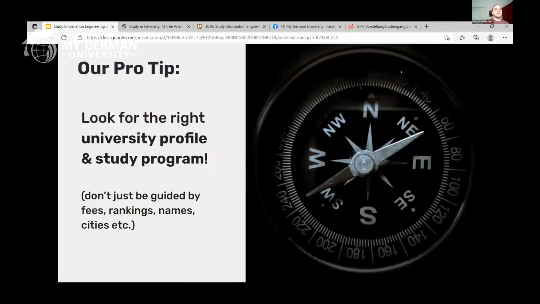Okay, from our side, our pro tip, the best advice would be to, of course, look for the right university profile and study program. But we want to encourage you not to be guided just by fees, rankings, etc. So don't rely very much on quantitative metrics. Why so? When you go to these international rankings, yes, of course, they show quite good universities, really high quality. No one argues with that.